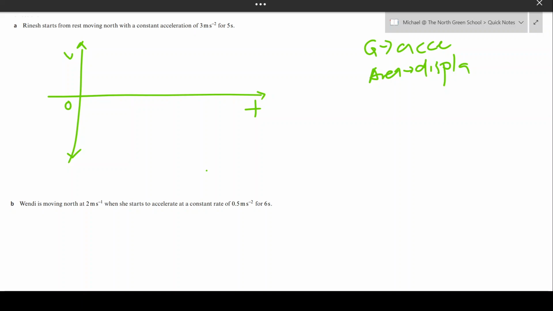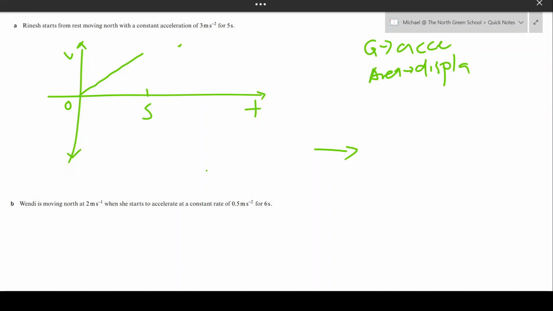So let's start. Rainer starts from rest, moving north with a constant acceleration of 3 meters per second for 5 seconds. So he's moving north. If we pick the north direction to be forwards, this is what we would do. He's going to be moving in the positive direction. Constant acceleration means the gradient must be constant, so we're going to draw a straight line because it's a constant acceleration. So the speed is increasing at a constant rate for 5 seconds.